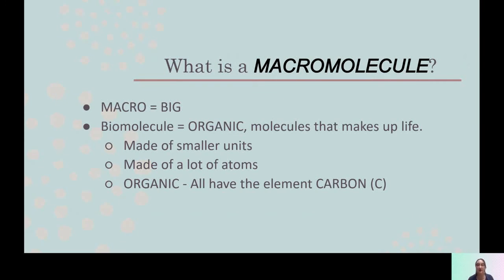Now, these macromolecules, right, they're very large, so they are made of smaller units. They are made up of a lot of atoms. We go back to the same thing. One thing is made up of a lot of tiny things. So these macromolecules are huge molecules that are made up of a lot of tiny little atoms. And the organic ones, the biomolecules, all have carbon. So any living thing has to have carbon, right?